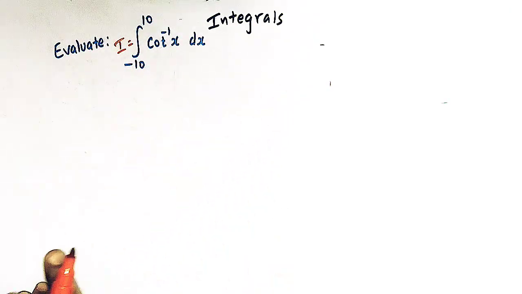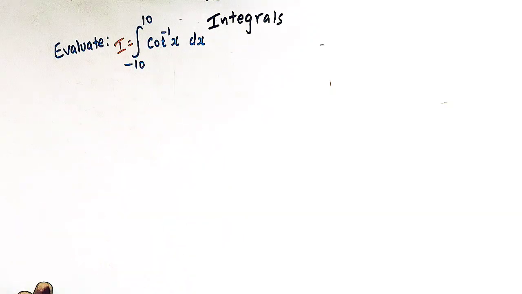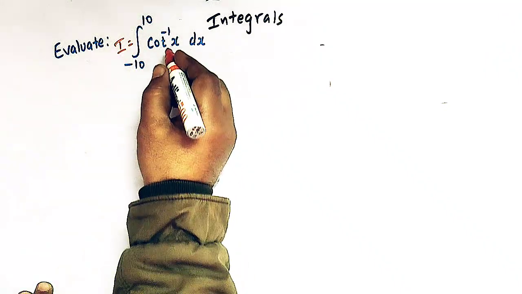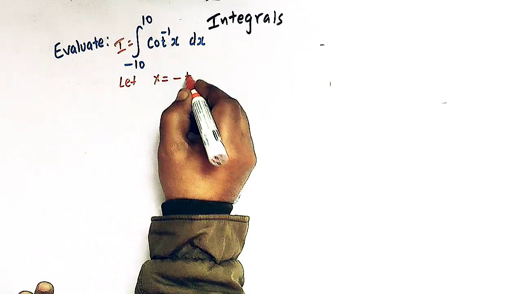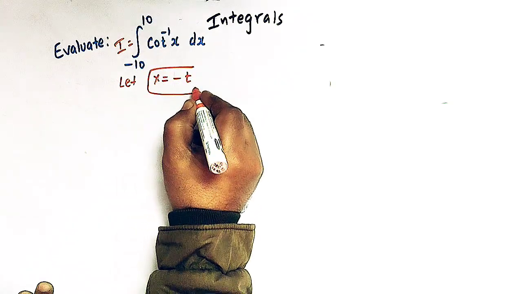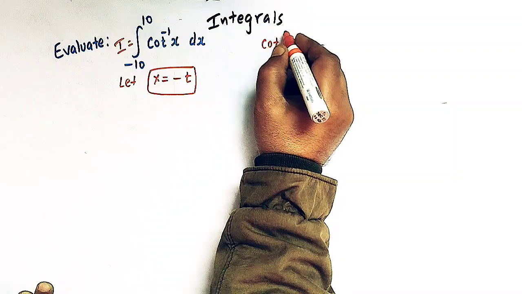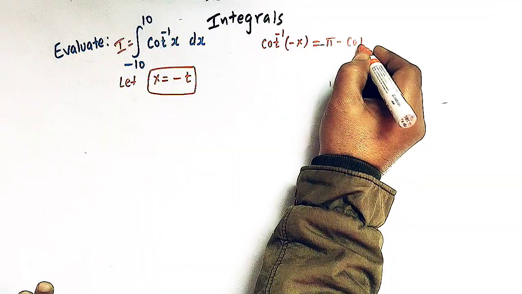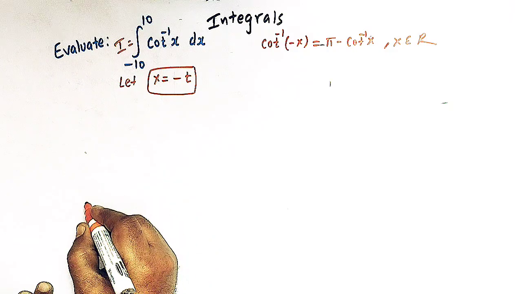Now here we can use two methods to find out the value of this integral, but here we'll discuss only the first method, right? So in the first method, we'll make use of the method of substitution. So let us make this substitution, that is x is equal to minus t, right? So the purpose of making this substitution is to make use of this identity, that is cot inverse of minus x is given by pi minus cot inverse of x, where x belongs to the set of real numbers, right?